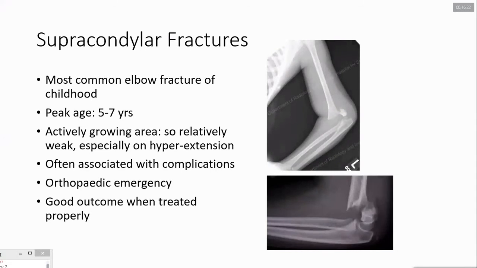And supracondylar fractures are often associated with complications, as I told you, either vascular complications or neurologic complications, or even massive swelling, and sometimes they tend to be missed if not looked at properly. So supracondylar fractures are quite an orthopedic emergency. You need to act early and act properly. And if we treat it properly, the outcome is really good, and the patient won't have any consequences of late complications such as malunion, non-union, nerve or vessel injuries, or things like that.